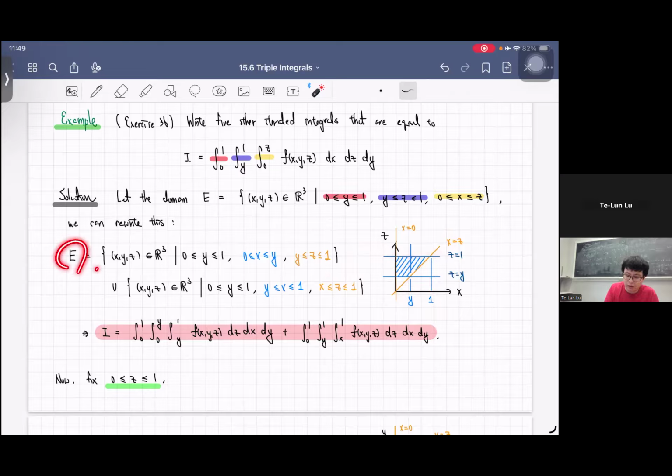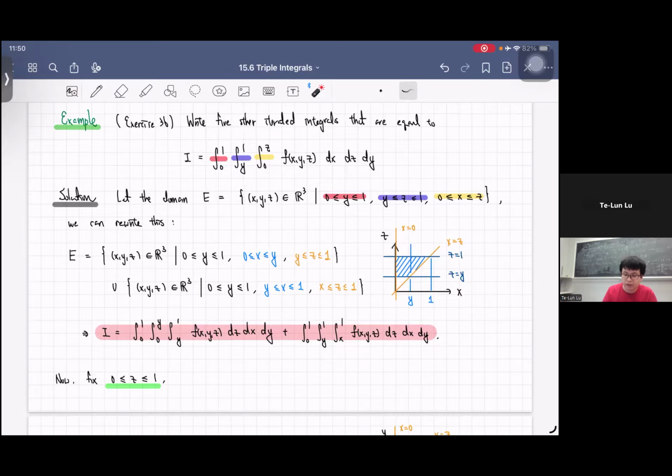So E will be the union of these two type 1 domains, to be precise. We can now rewrite this I with the same boundary for y. For the first version, x goes from 0 to y, and z goes from y to 1. For the second integral, x goes from y to 1, and z goes from x to 1. So these are the two cases where you fix the constant boundary to be y, and you swap the x and z coordinates. One regards x as the functional boundary, one regards z as the functional boundary.